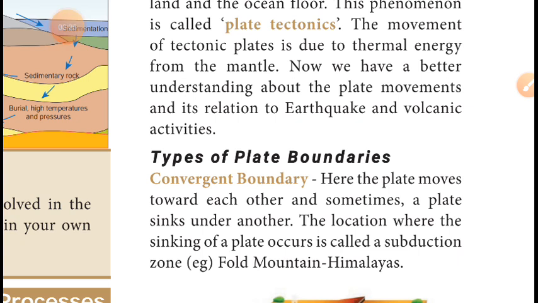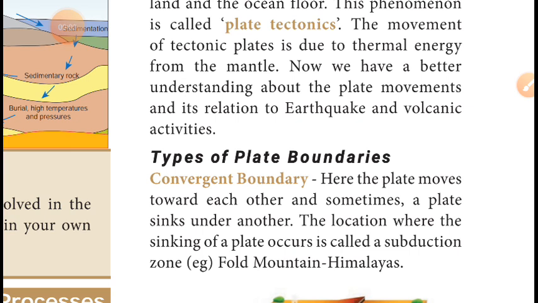So the first type is over. What is the first type? Convergent boundary. Convergent means two plates move toward each other. One plate sinks under another. The place where the plate sinks is called a subduction zone. Example for the convergent boundary: Fold Mountains, Himalaya.